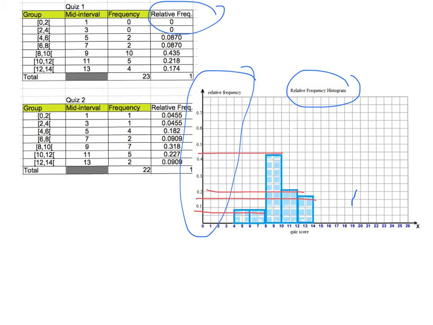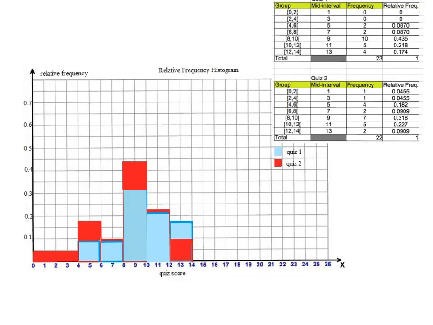You might want to try plotting the relative frequency histogram for quiz number 2. When you're ready, please press play again. Here's the answer, and I have superimposed the relative frequency for quiz number 2 on top of the relative frequency histogram for quiz number 1. And now you can do a direct comparison between the two.